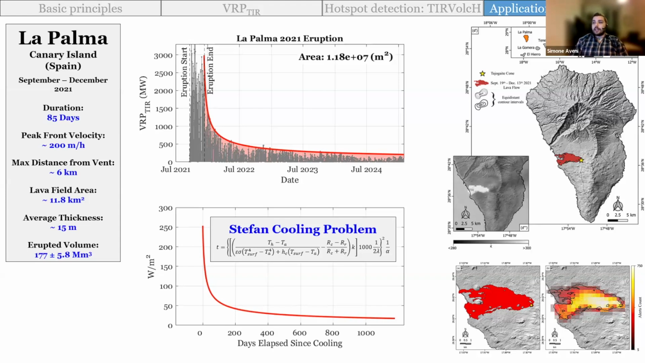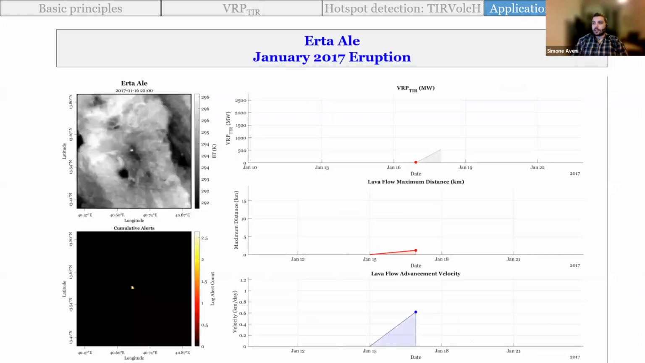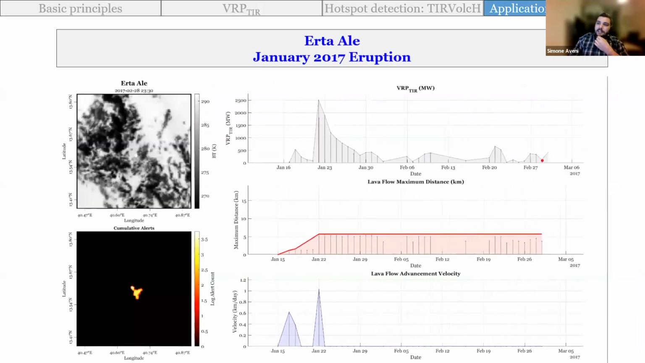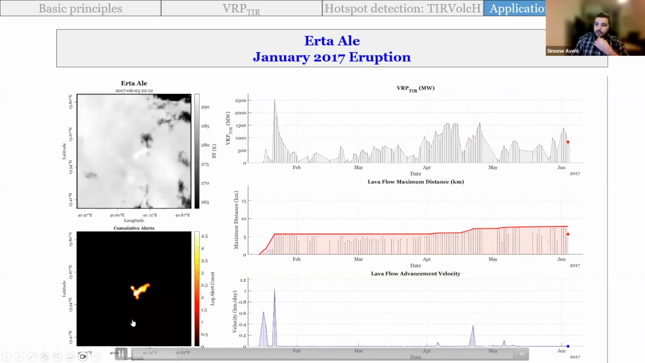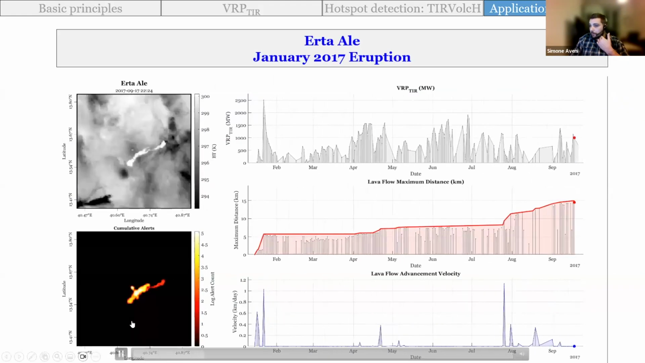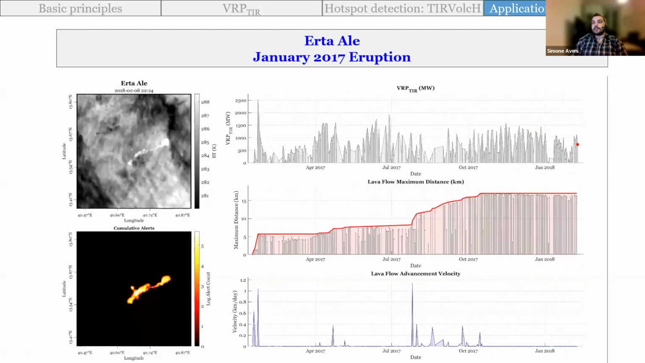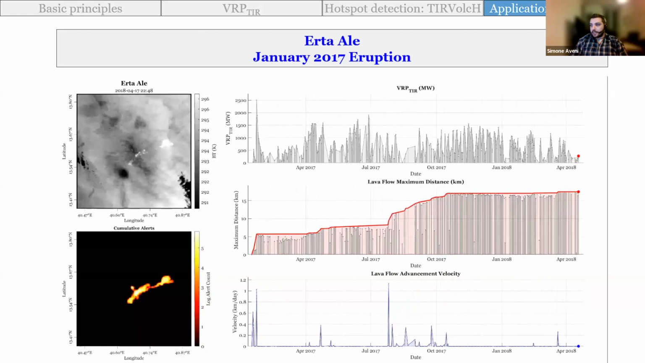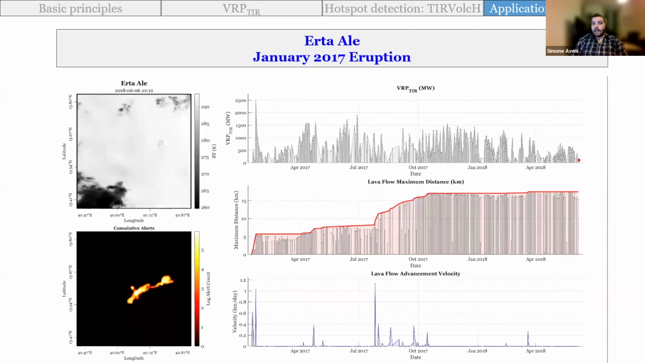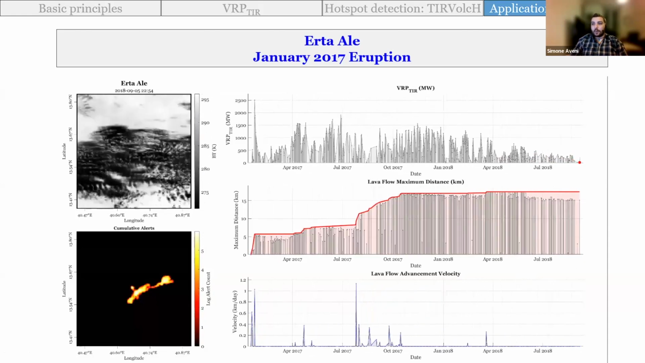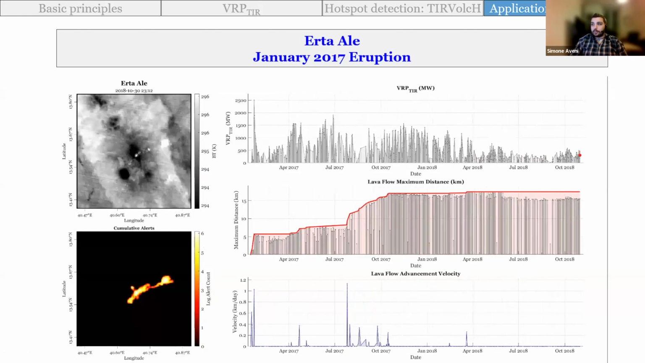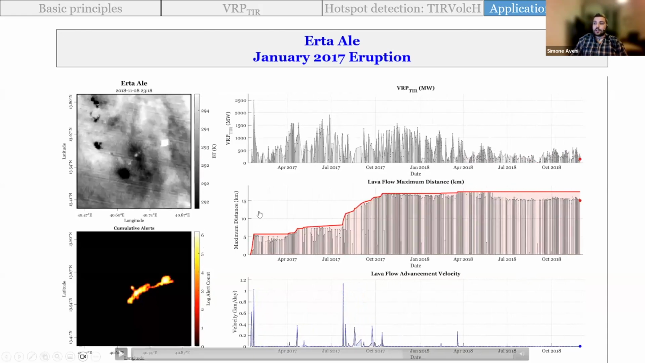So let's take some other very brief examples. These are just some time lapses of what some major eruptions that occurred in the past 10 years look like when looking at them with TIRVOL. So this is Erta Ale. If you look at the bottom here, the colored image, you can see the advancement of the lava flow. You can see the tunneling start forming. You can see the pulses in the lava flow advancement velocity when a breakout happens, or you can see there is no more movement when the effusion stops.